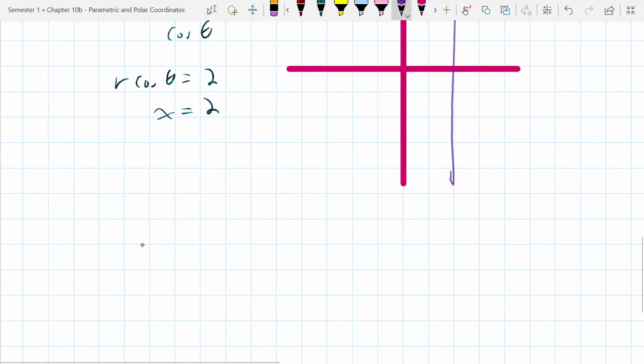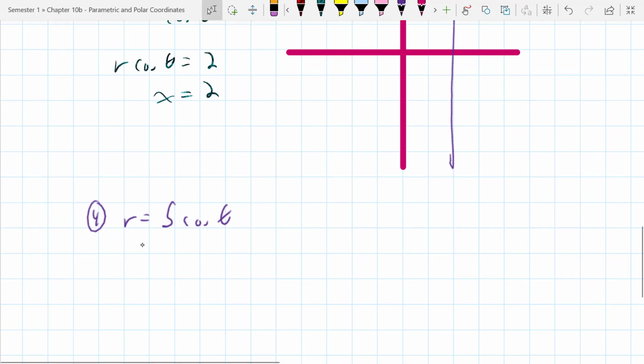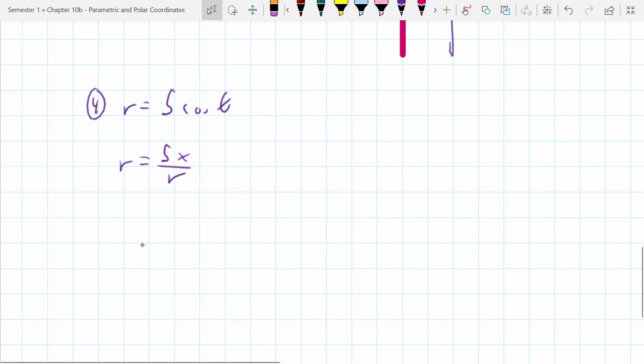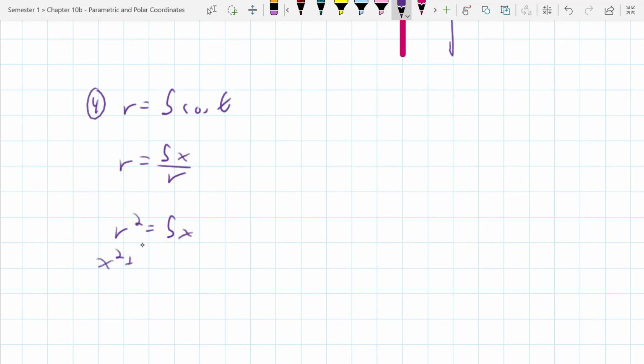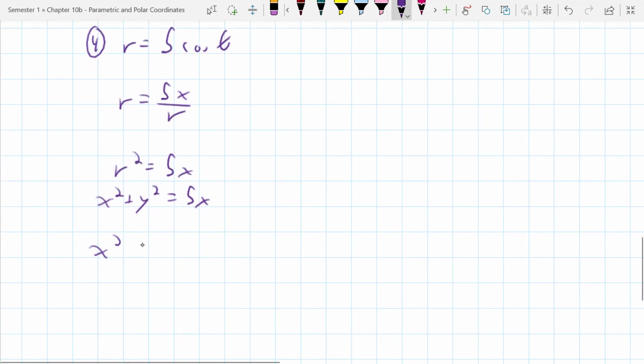Okay, next one, let's try r is equal to 5 times the cosine of theta. So this one's going to be just a little bit more challenging. 5 times the cosine of theta. If I convert the cosine of theta into x over r, I just get 5x over r. Well, then when I multiply both sides by r, I get r squared is equal to 5x. And we know that r squared is equal to x squared plus y squared. So if x squared plus y squared is equal to 5x, then I can subtract and set both sides equal to 0. x squared minus 5x plus y squared equals 0.